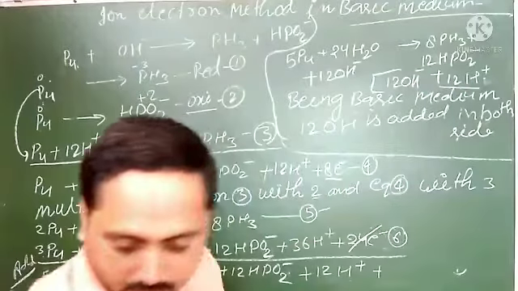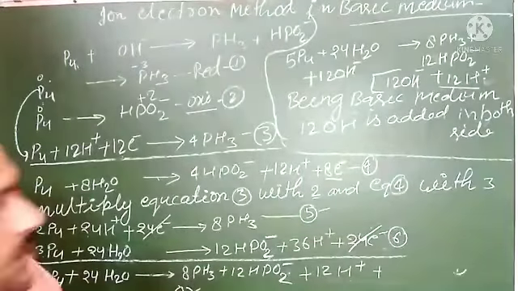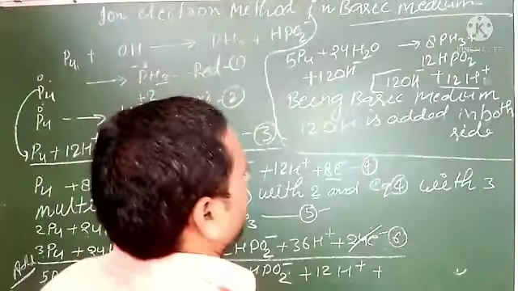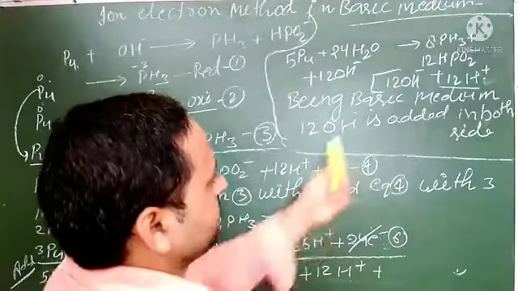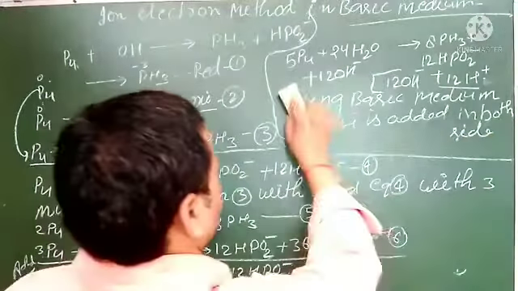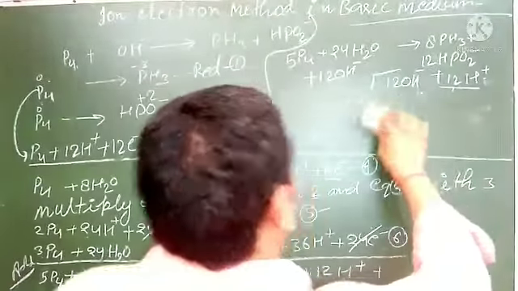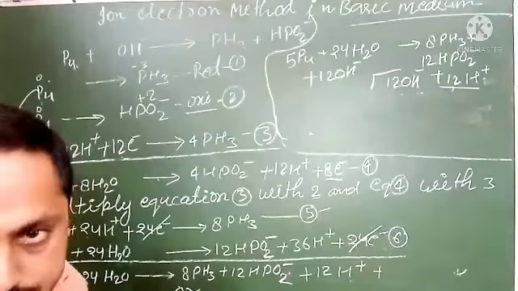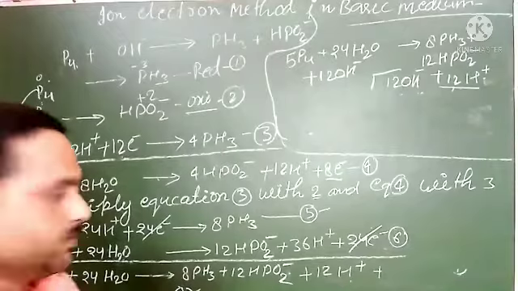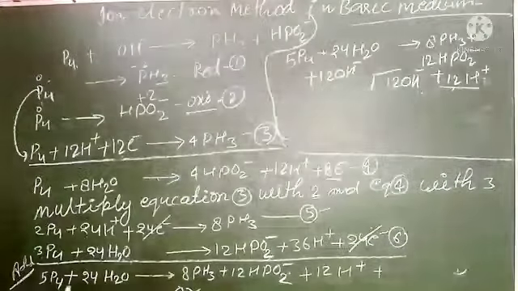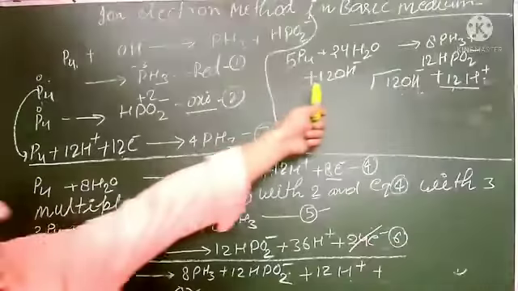Okay, so let me rub this, and after that we will solve. Understood? Being basic medium, 12 OH is added on both sides here. Just all of us see here. We got this. Let us move on. Up to here, I think we have solved it.